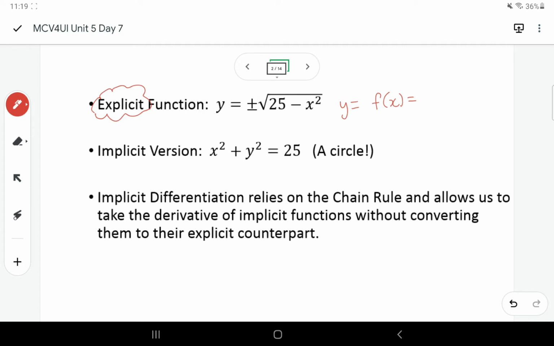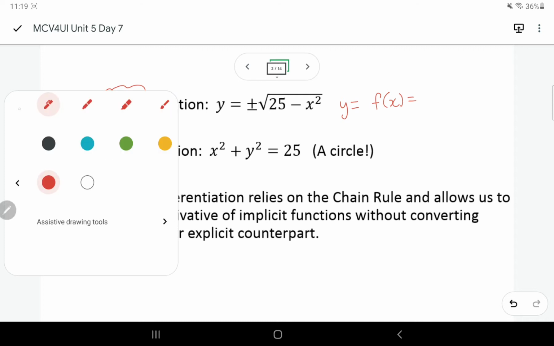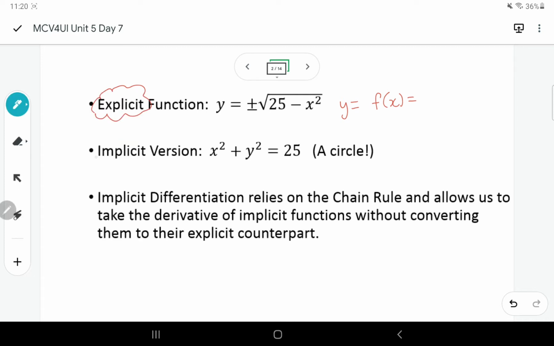An implicit function can sometimes be the same function written a different way. That's where it's not written in terms of one variable, so it's not written as the dependent variable being equal to something, like not a y equals. It's just a different relationship between two variables.